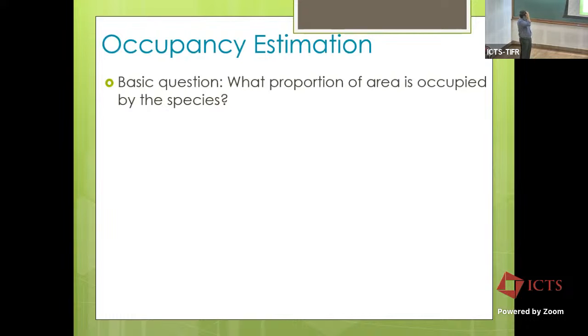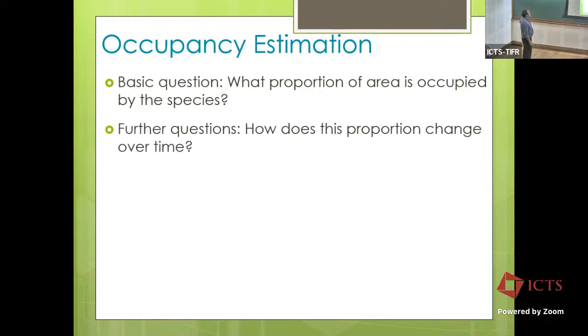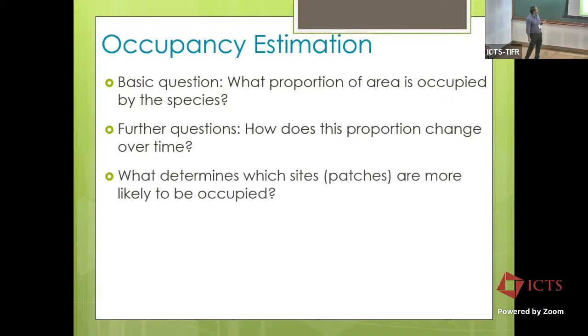We use a modeling approach called occupancy models, or occupancy estimation, to get at species distribution. The basic question we're trying to ask is, what proportion of an area of interest, whatever your study area is, is occupied by the species? So what proportion of that entire area will have the species occupying it? Further questions may be, how does this proportion change over time, if you're tracking it over time?